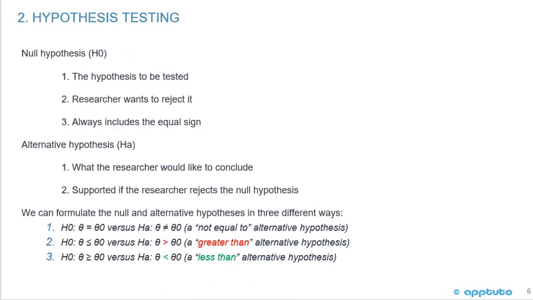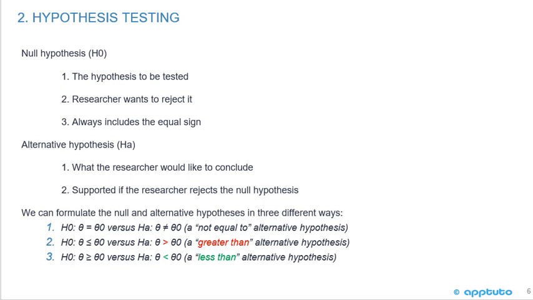Hypothesis testing. The null hypothesis. The null hypothesis is the hypothesis to be tested. Researchers want to reject it. It always includes the equal sign. The alternative hypothesis is what the researcher would like to conclude, supported if the researcher rejects the null hypothesis.